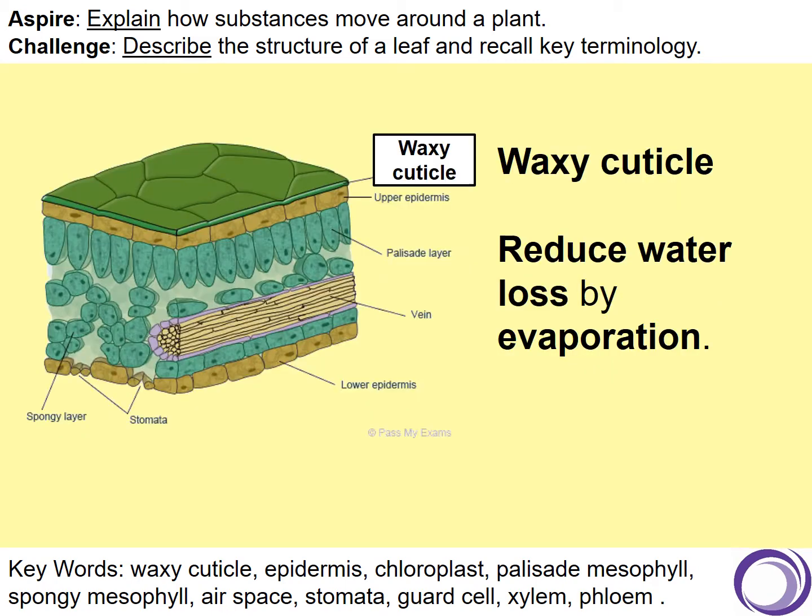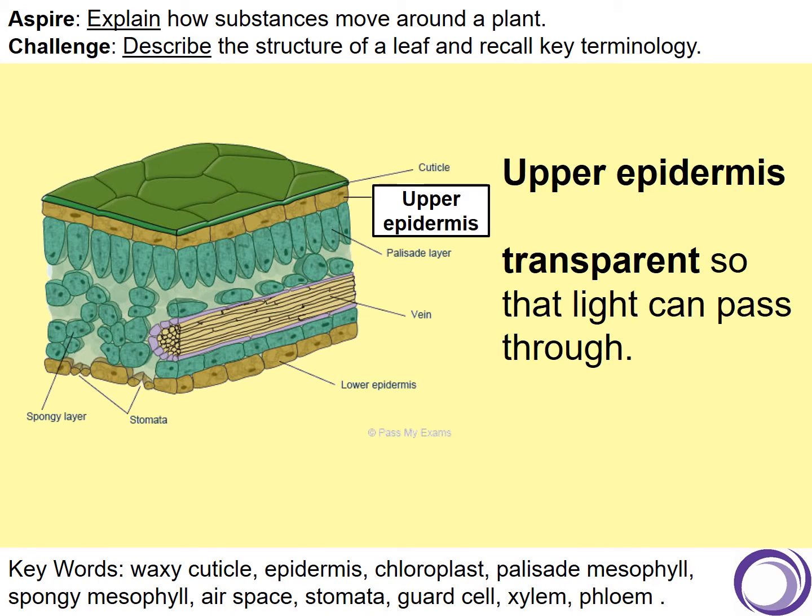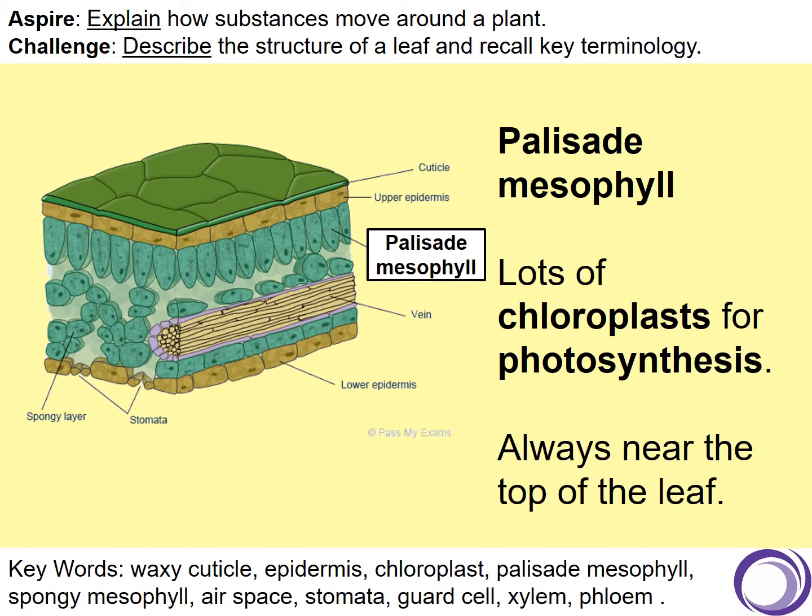So we're just going to recap this all completely so we can remember it, because like I said, this is a common area that students really struggle with. So the waxy cuticle reduces water loss because it's got that waxy layer, so it stops the water coming up and out. The upper epidermis is transparent so that light can pass through into this palisade layer. In the palisade layer, there's lots of chloroplasts for photosynthesis.